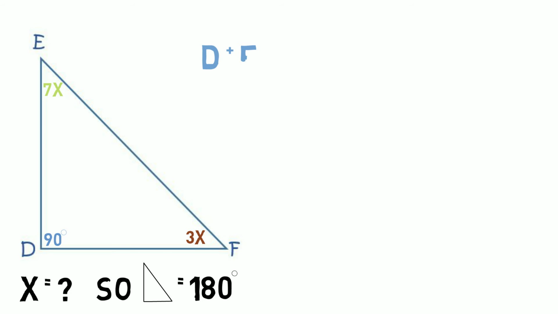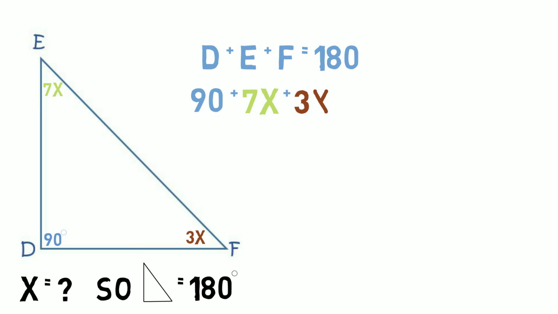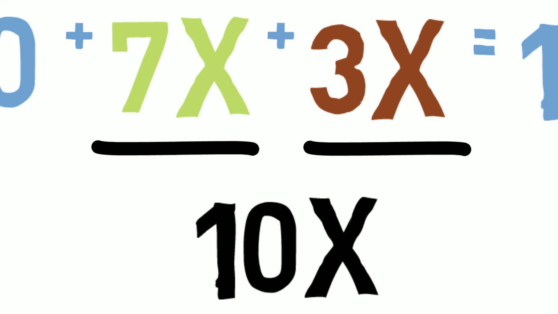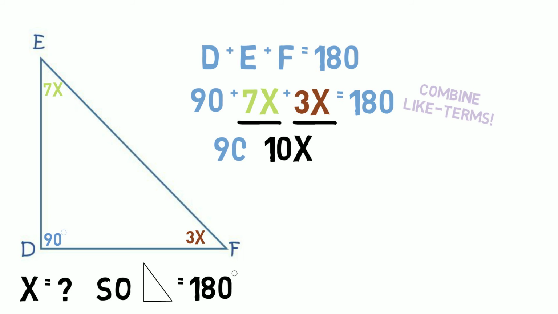So we know angle D plus angle E plus angle F equals 180. If we plug in the angle values from the triangle, our equation should now read 90 plus 7x plus 3x equals 180. Our first step should be to combine any like terms. Since both 7 and 3 are attached to x's, they are like terms. 7x plus 3x equals 10x. Our equation is now 90 plus 10x equals 180.